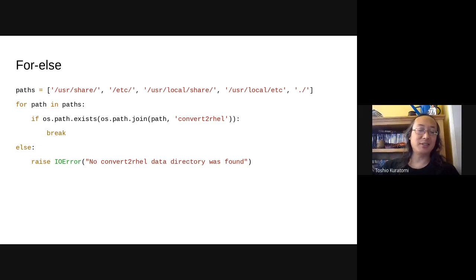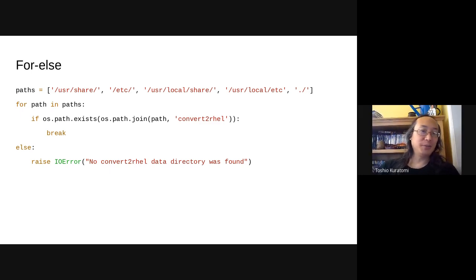And you see the else is indented to the same level as the for. So it's the for and the else go together, not the if and the else. So the for and the else go together, and it says, okay, we dropped off the end. That means that we did not find the convert-to-rel directory in any of these paths. Now we're going to raise IOError: no convert-to-rel data directory was found.